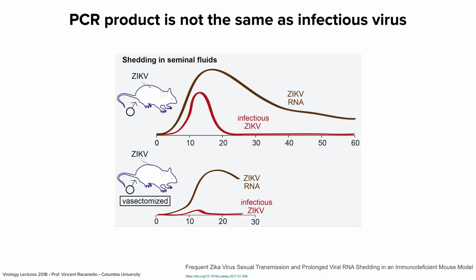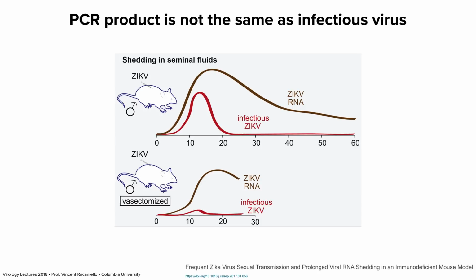This was an experiment done with Zika virus in mice last year, 2017. The title was Frequent Zika Virus Sexual Transmission and Prolonged Viral RNA Shedding in an Immunodeficient Mouse Model. What they did here, they wanted to understand sexual transmission of Zika virus in mice. They infected male mice subcutaneously, and then at different days after infection, they took seminal fluids and they looked for infectious Zika virus.